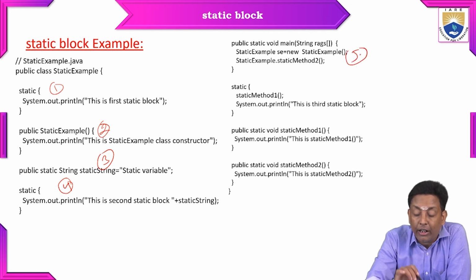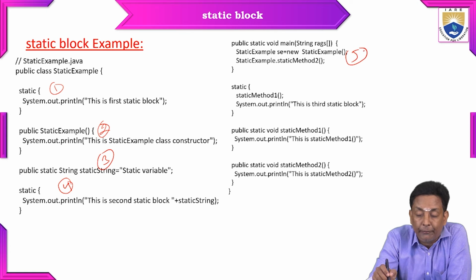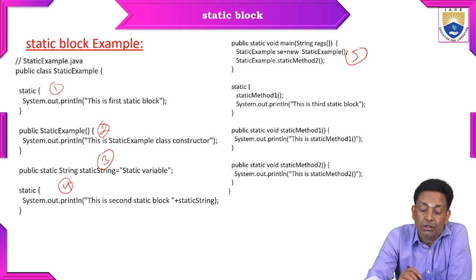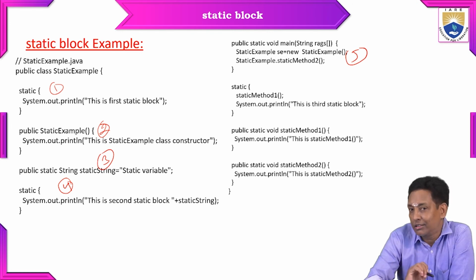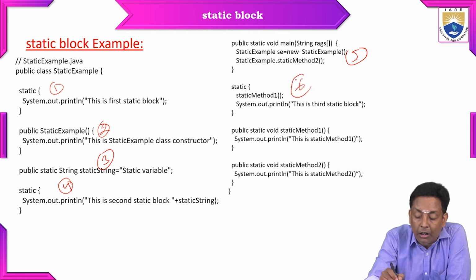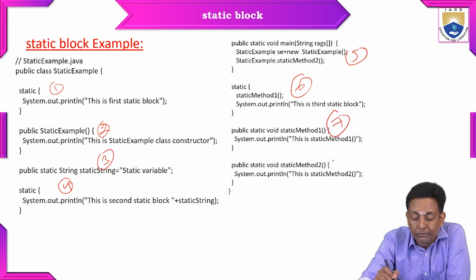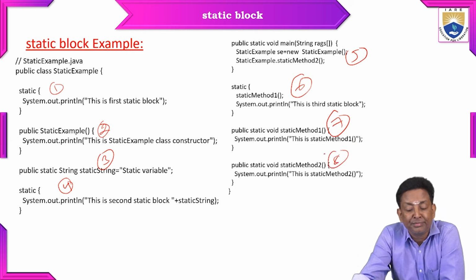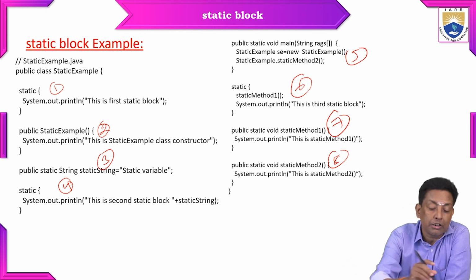Every class execution starts from the main method if the main method is written. But if the class consists of static blocks, those static blocks are executed before the main method execution. Then there is another static block, then this is one static method, and this is another static method, and another static method. So now we'll see the overall execution.